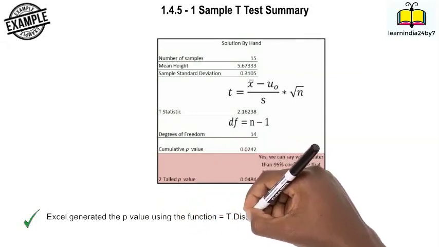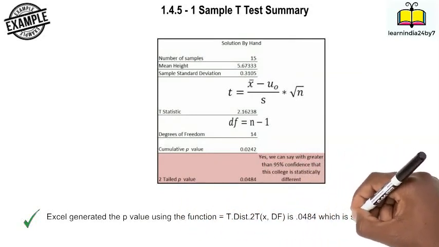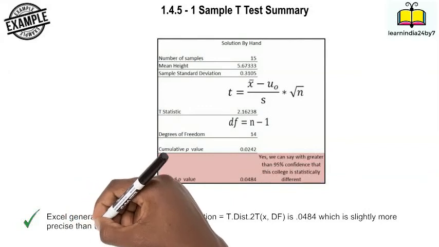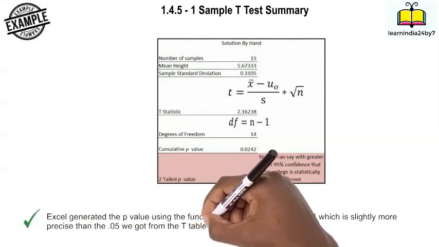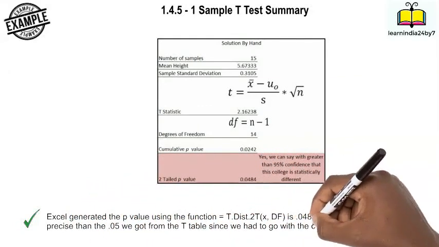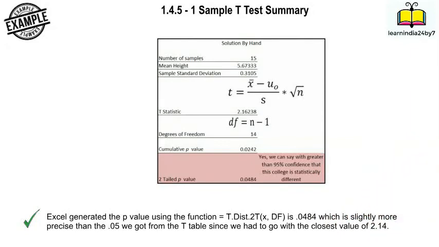The Excel generated p-value using the formula is 0.084, which is slightly more precise than the 0.05 value. With this, we conclude the one sample t-test.